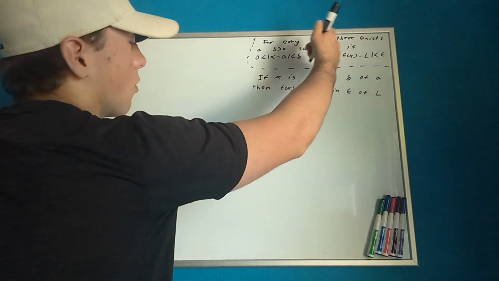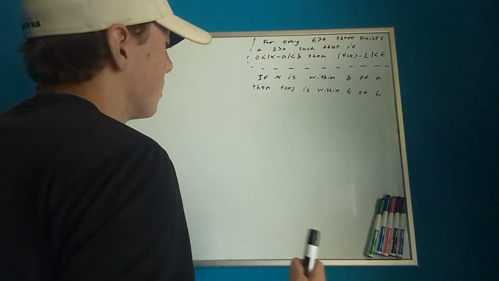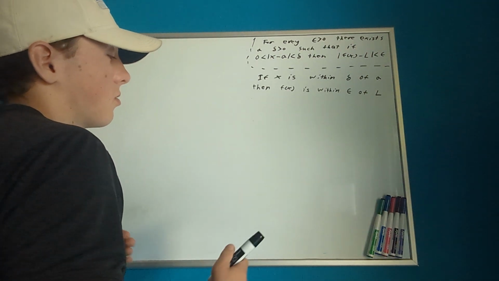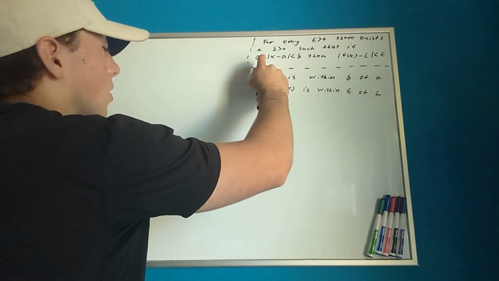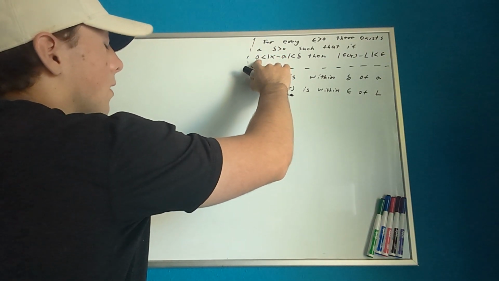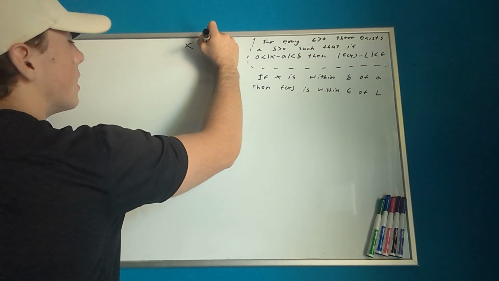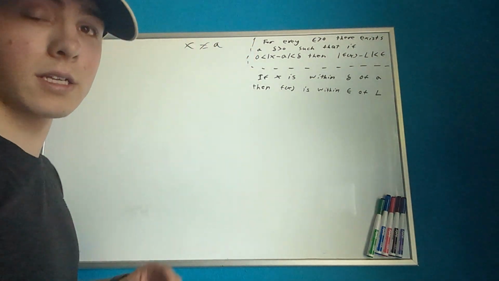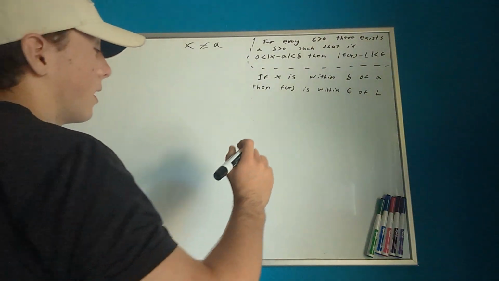So for every epsilon greater than 0, epsilon can't be less than 0, right? There exists a delta greater than 0. So delta also can't be less than or equal to 0. Such that if 0 is less than, so that we have 0 here, this just means that x cannot equal a, right? And we'll get into more what the x and the a mean, but let's just realize that for now.